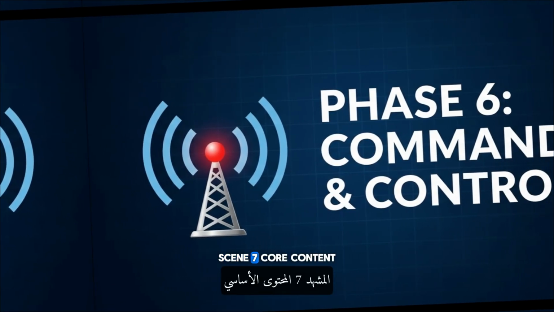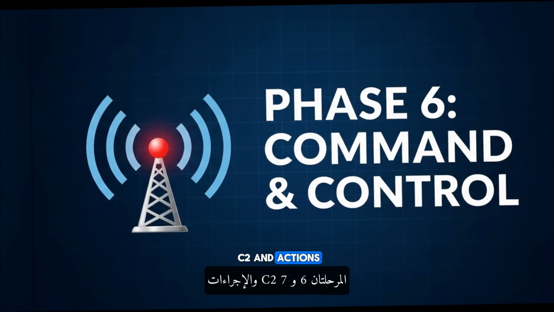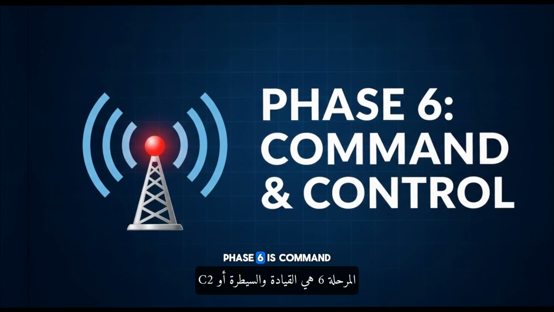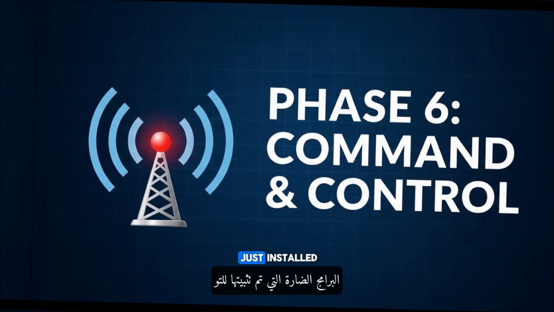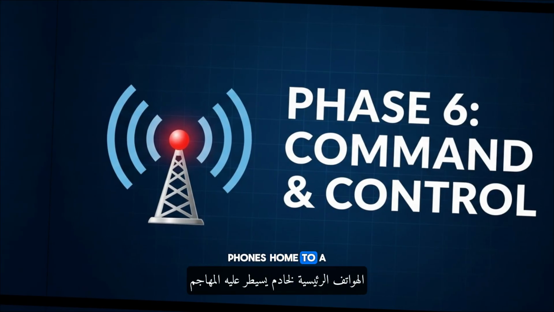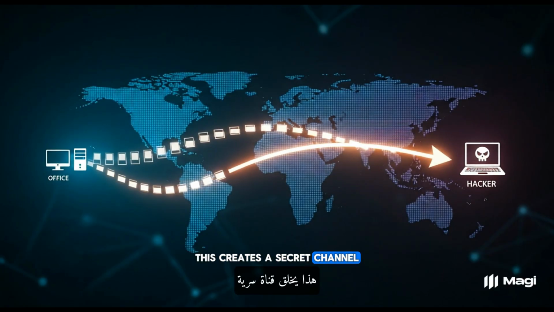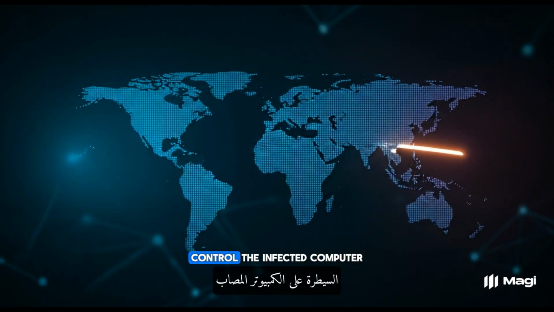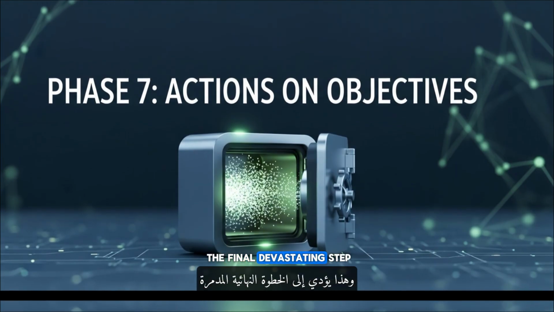Scene 7. Core content. Phases 6 and 7, C2 and actions. Phase 6 is command and control, or C2. The malware that was just installed phones home to a server controlled by the attacker. This creates a secret channel that lets the attacker remotely control the infected computer. And that leads to the final, devastating step.